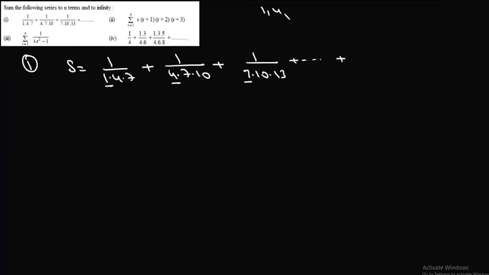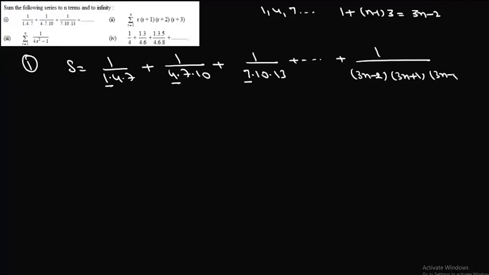Now this is 1, 4, 7. It's an AP. So its nth term will be a plus n minus 1 d, and common difference is 3. So there will be 3n minus 2. So the term will be 1 upon 3n minus 2, 3n plus 1, and 3n plus 4. Now basically this question is the method of difference. The difference between 1 and 7 is 6, 4 and 10 is 6, 7 and 13 is 6, and 3n minus 2 and 3n plus 4 is 6.